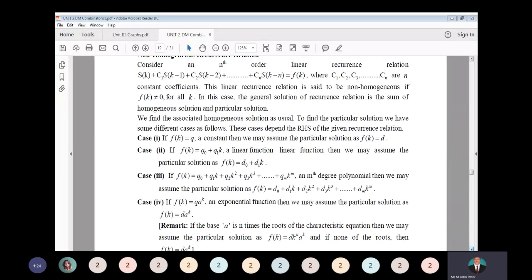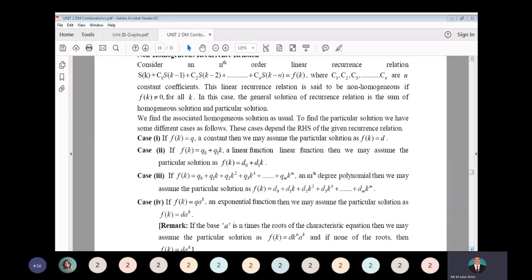Okay. And case 2, if f of k equal to q0 plus q1 k, a linear function of variable k, then we may assume that the particular solution is equal to d0 plus d1 k. So d0 and d1 are constants, whose values we can find based on the given function. Next, case 3, if f of k is equal to q0 plus q1 k plus q2 k square plus q3 k cube plus and so on, qm k power m.